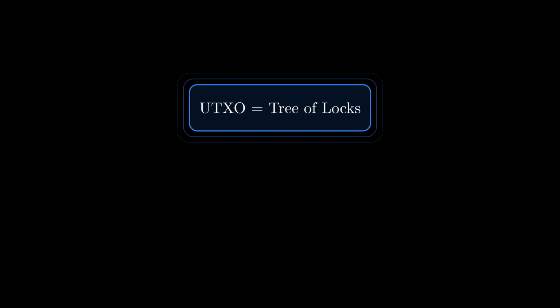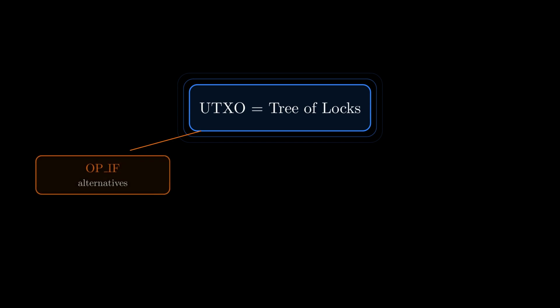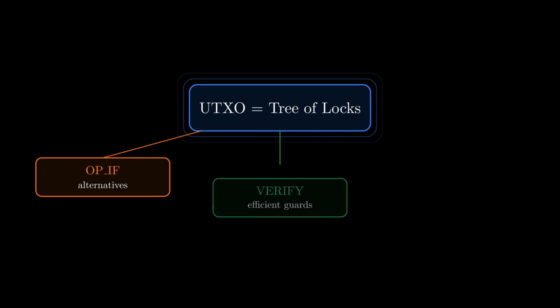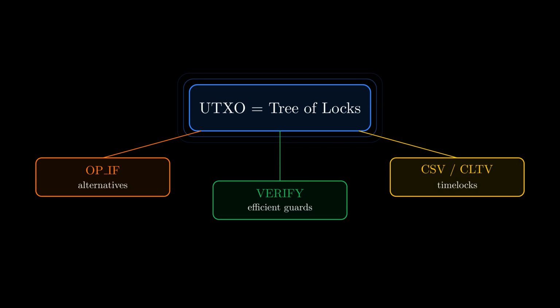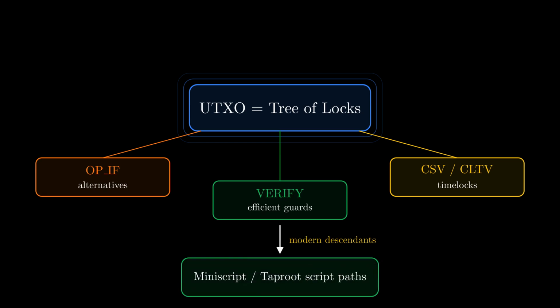Step back and see the pattern. A UTXO isn't a single lock, it's a tree of locks, and the spender navigates that tree with flags. OP_IF gives you genuine alternatives. Verify gives you efficient guards. Time locks gate paths by time. Nested together, they encode contracts with dozens of redemption routes, all enforced by consensus, no off-chain trust required. This is the conceptual ancestor of miniscript and Taproot script paths, where complex policies compile down to exactly these primitives. Once you see UTXOs as decision trees, Bitcoin smart contracts stop feeling mysterious.